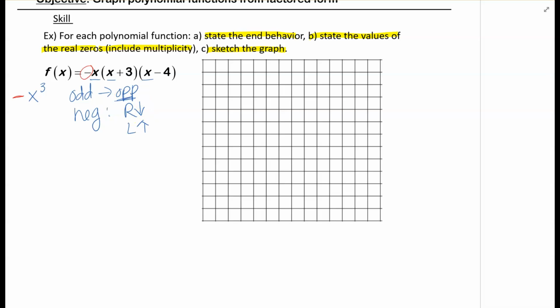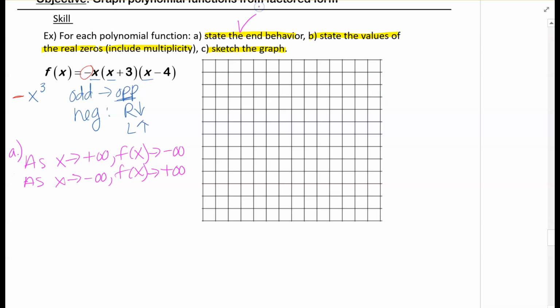So for my end behavior, I'm going to say as x approaches my right side, which is positive, my function is going to go downwards, which is negative. And as x approaches the left, which is negative, the function is going to go up, which is positive. So this is my part A. I stated the end behavior.